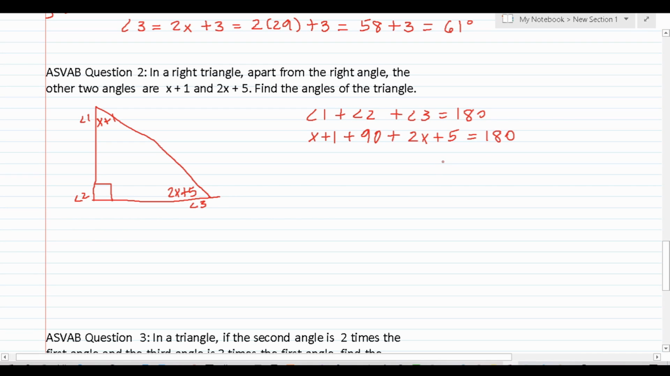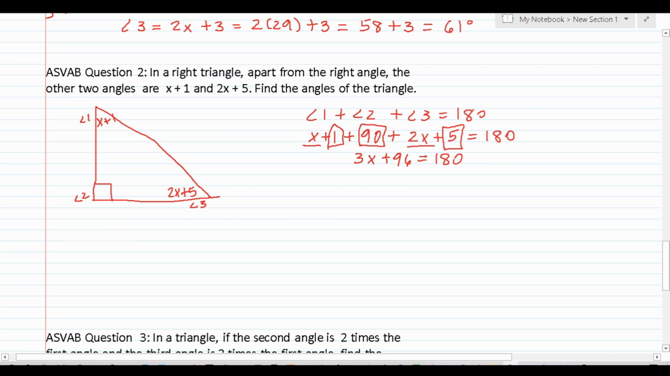Let's combine like terms before we start moving things across the equal sign. Okay, we can see we have x here and x here. So x plus 2x, of course, is 3x. And then we have 1, 90, and 5. So that's going to be 1 plus 90, which is 91, plus 5 is going to be 96. Of course, this all equals 180 degrees according to the theorem.